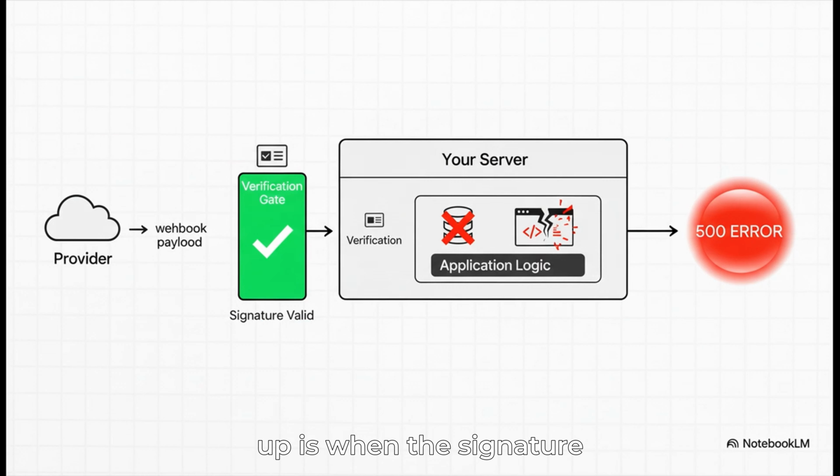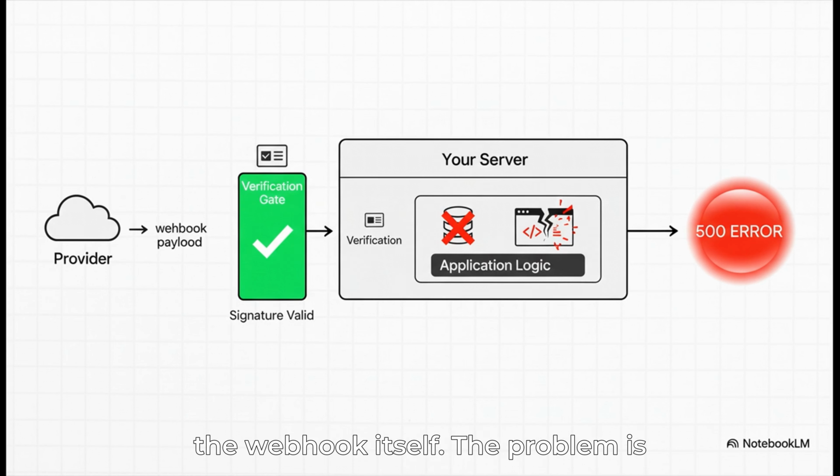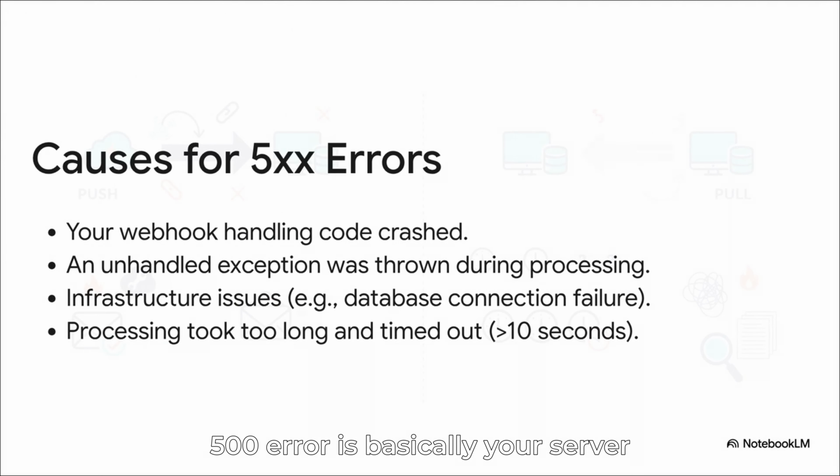Okay, next up is when the signature verification actually passes, but your server immediately responds with a 500 internal server error. When you see this, it's a huge clue. The problem isn't the webhook itself. The problem is on your end. Your application failed to process it. A 500 error is basically your server shouting, "Help! Something broke over here!" Maybe your code just flat out crashed, maybe a database connection dropped, or a really common one, your processing logic took too long and timed out. A lot of services, like GitHub, expect you to respond within 10 seconds. So a 500 error means it's time to go check your server logs, not the sender's.